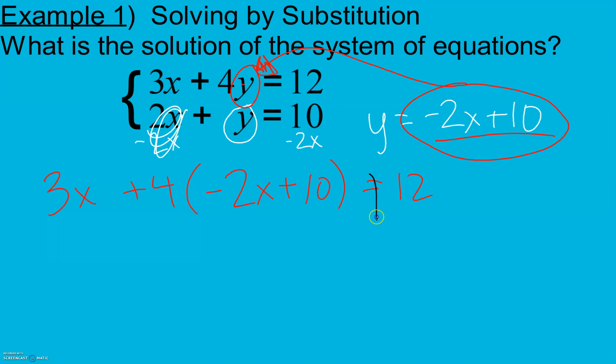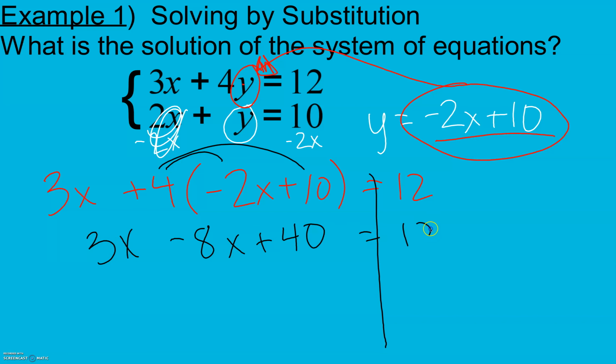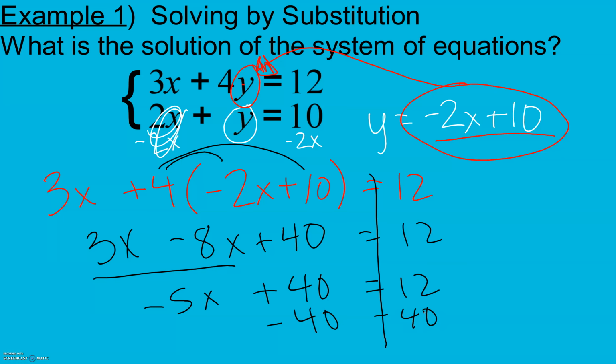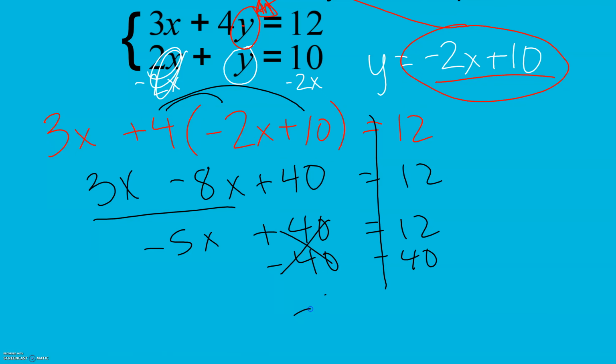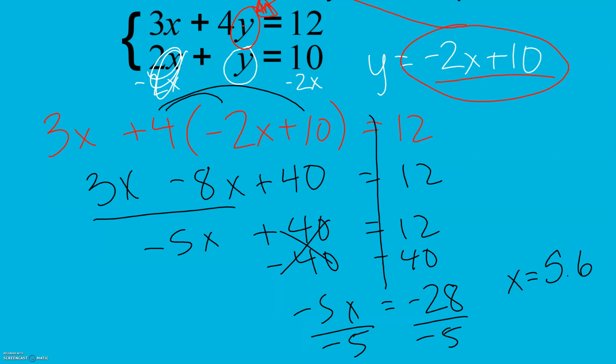Now we're just going to solve for our variable. The only variable I have left is x. So on my left side, I'm not completely simplified. I have to distribute first. Then we can bring down the rest of the problem. Combine like terms. Add or subtract to get rid of anything that doesn't have our variable. Then multiply or divide. And I get 5.6 for x, or 28 over 5.